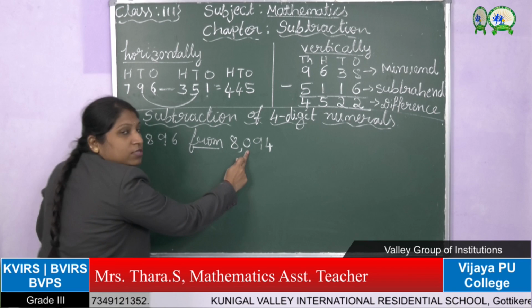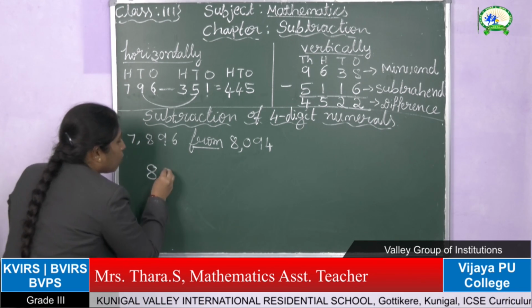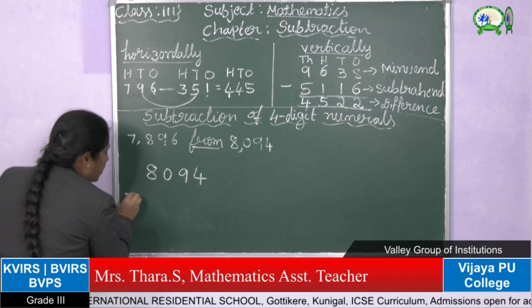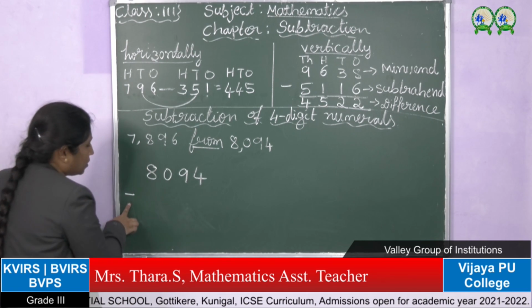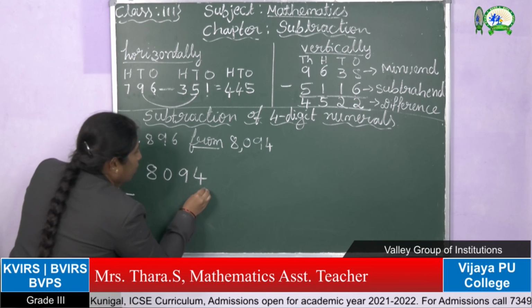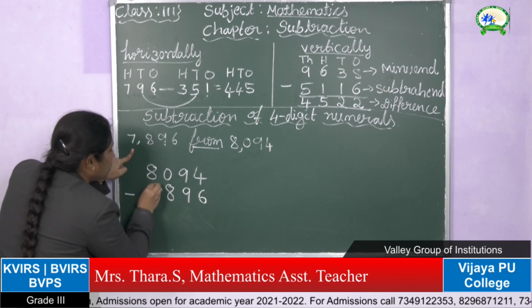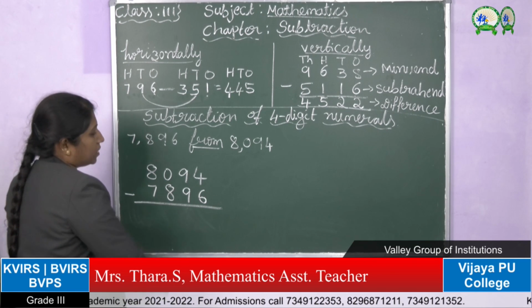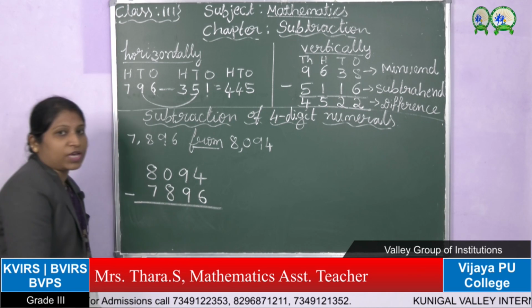You have to write this one first. So write down 8,094 first, and then the minus symbol, the subtraction symbol is minus. Then write this one below. The 6 is in the 1's place, 9 is in the 10's place, 8 is in the 100's place, and 7 is in the 1000's place. So according to their places you have to arrange them. Then start to subtract.